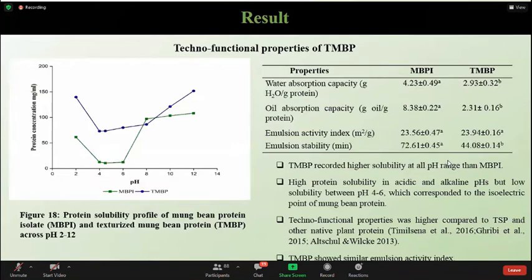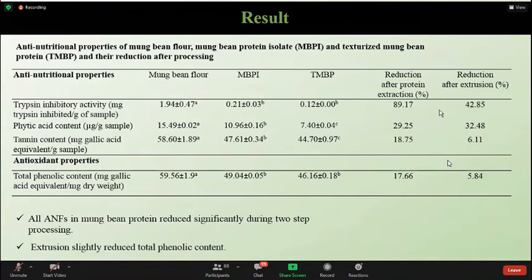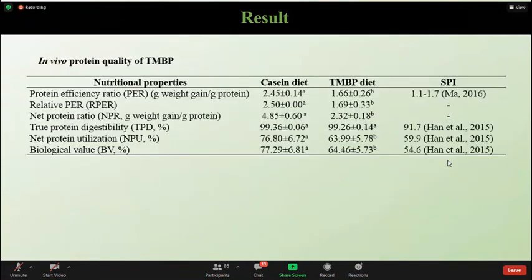Of course, we measure again the techno-functional properties. Then as I mentioned earlier, more or less the same. But the only thing that we noticed is that all these anti-nutritional properties reduce substantially after being subjected to the extrusion process. And in terms of protein quality, we measure also protein quality, and we compare with casein diet. And these are some biochemical analyses.